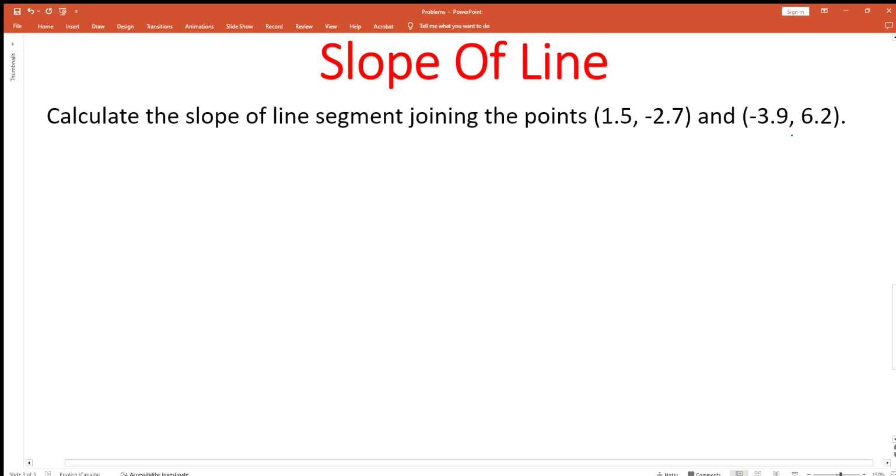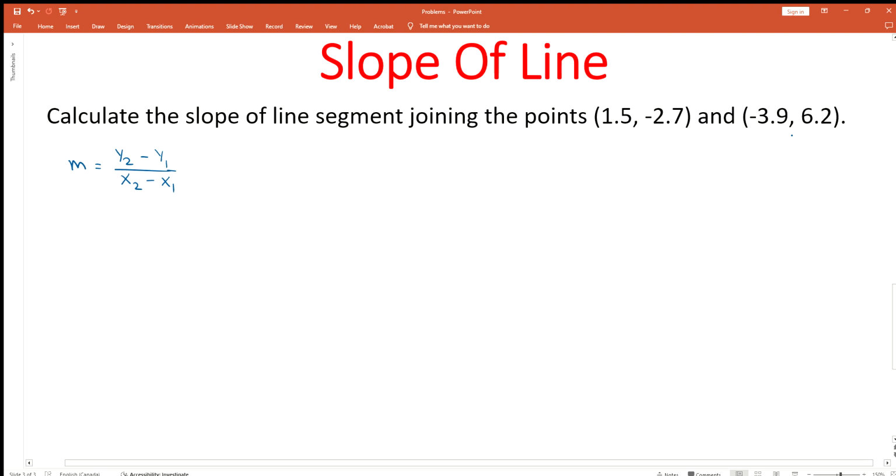We can use the slope formula. The slope formula is m equals y2 minus y1 over x2 minus x1. In this formula, x1, x2, y1 and y2 represent the coordinates of the 2 points that are on the line segment.